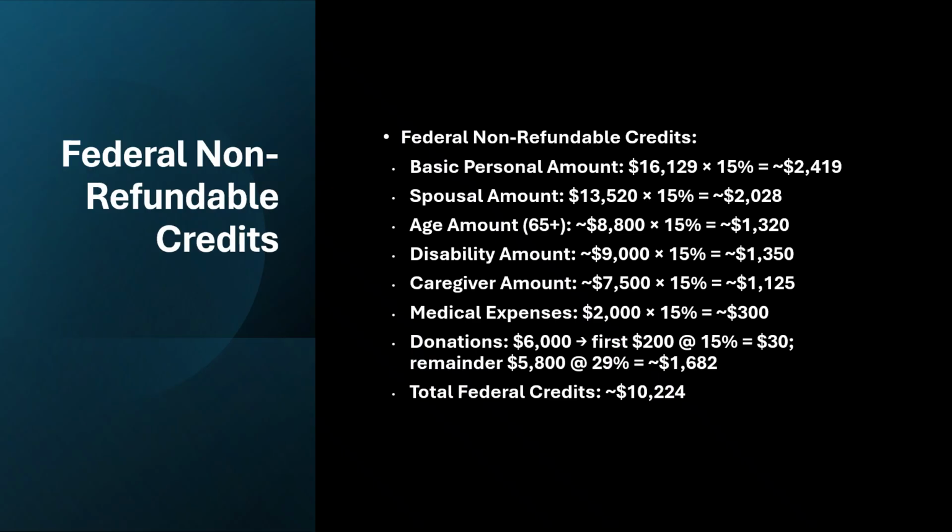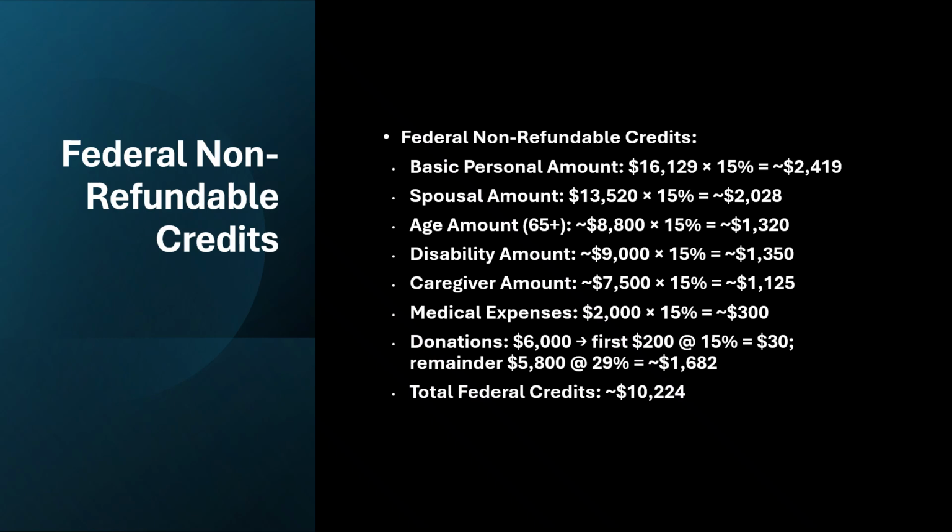Starting with the basic one everyone gets. The basic personal amount. That alone nets a federal tax saving of roughly $2,419. And because their spouse had no income, they get another massive credit. Exactly. The spousal amount credit provides another $2,028 in federal savings.